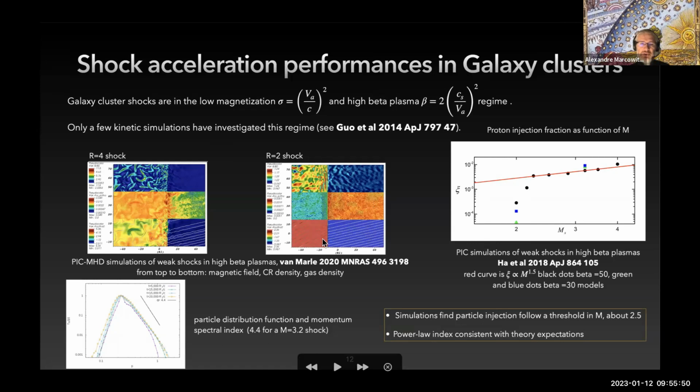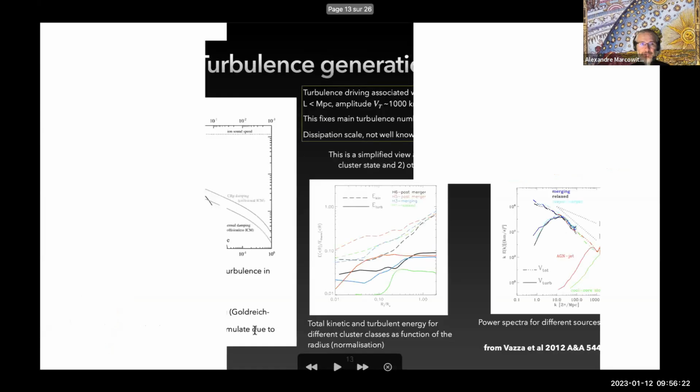And here you see a solution with a PIC MHD simulation, where you don't see anything occurring, whereas at an R equals 4 shock, you can start to see some particles moving upstream and start to generate turbulence, and then you inhibit the diffusive shock acceleration. In fact, the solution found for these low Mach shocks is quite consistent with the test particle solution.